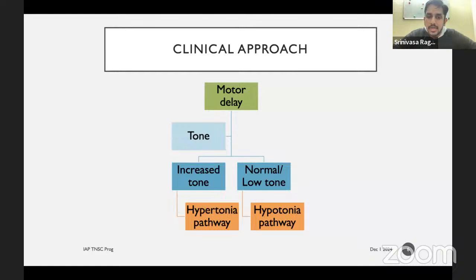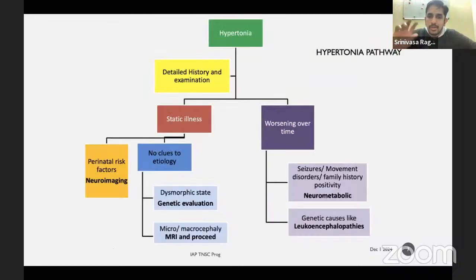Now, how do we clinically approach? I'm just going to give one pragmatic approach. What do we do? In a child with identified motor delay, do a clinical examination of tone. If the child has increased tone, hypertonia, we take the hypertonia pathway. If the child has normal or low tone, we go for the hypotonia pathway. Now, what do we do if the child has identified hypertonia?